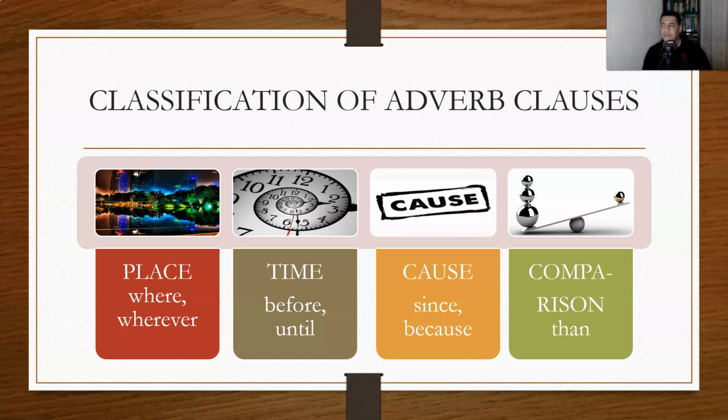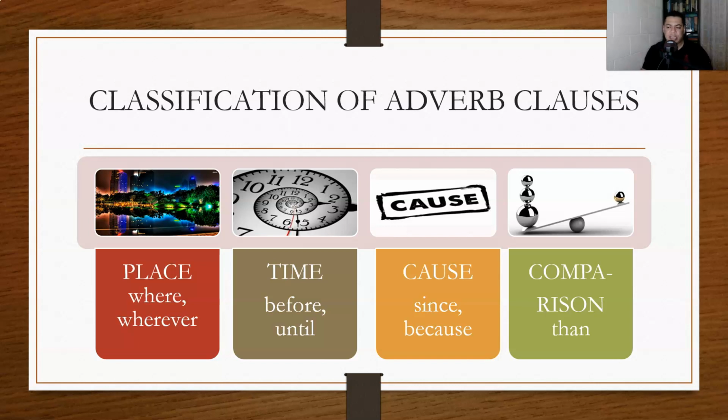We have adverb clauses of time. Words that can introduce adverb clauses of time are, for example, before, as soon as, after, until, when. Again, when, I know that when is a word that we can use to introduce relative clauses. We can also use when to introduce noun clauses, and the difference is going to be on how we use it, on what the clause is doing.